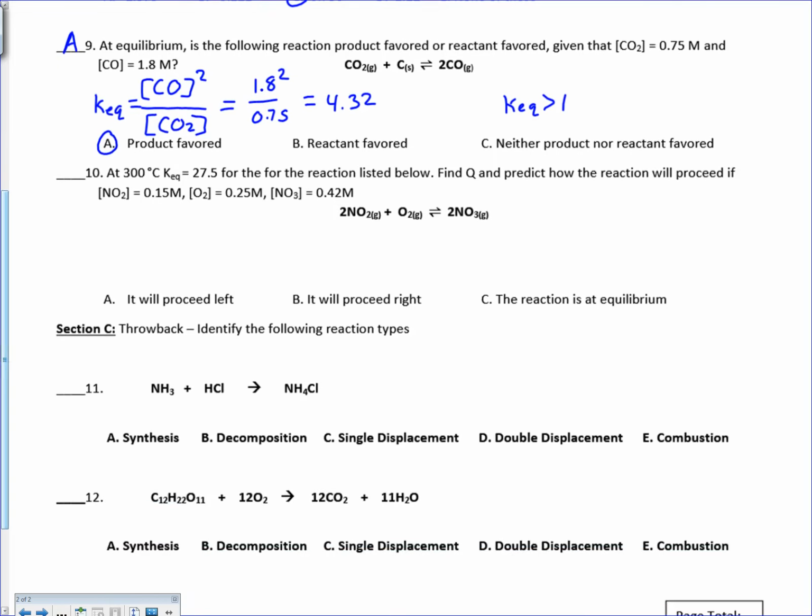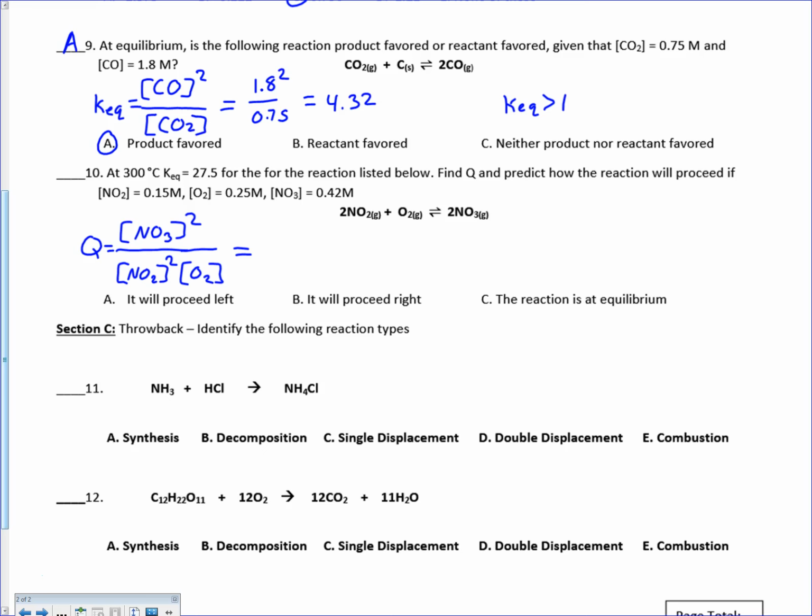For question 10, we have to find Q because it's asking us if the reaction is at equilibrium or not, and if it's not at equilibrium, it's asking us what direction the reaction is going to proceed. So we have to calculate Q. Q equals the same thing. It's the same sort of calculation as Keq. So you do products over reactants. The difference is here we're not necessarily at equilibrium, whereas when you're plugging numbers in for Keq, the assumption is you are at equilibrium. So here we get NO3 squared over NO2 squared times concentration of O2 to the first. So it has a coefficient of 1.